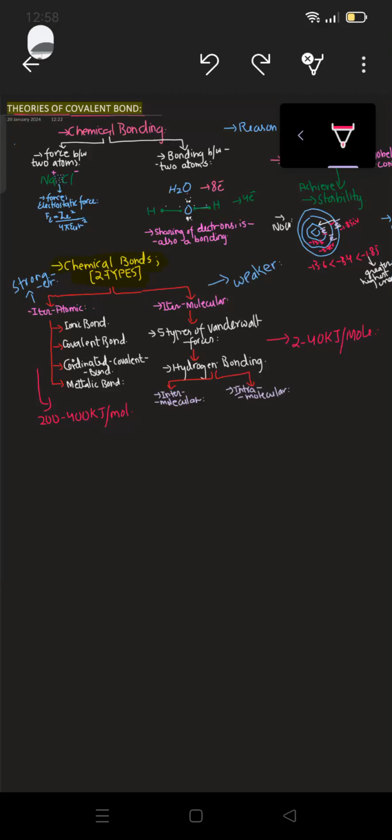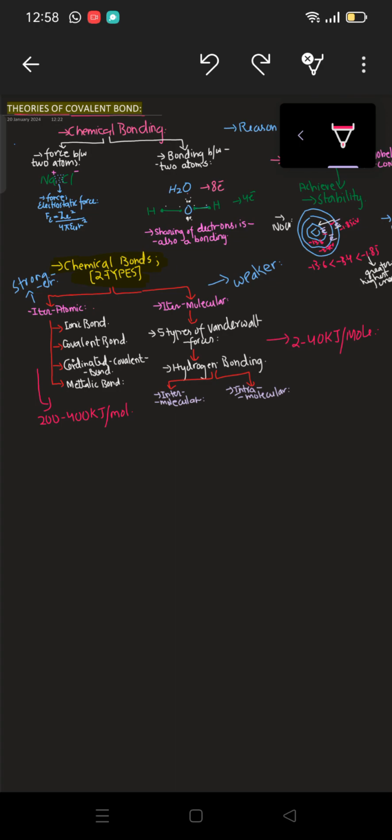Okay, so as in the last video, we have gone through chemical bonds, right? There are two types of chemical bonds, interatomic and intermolecular. The interatomic includes four subtypes, which include ionic bond, covalent bond, coordinated covalent bond, and metallic bond. They are stronger, right? Their energy ranges from 200 to 400 kilojoule per mole.